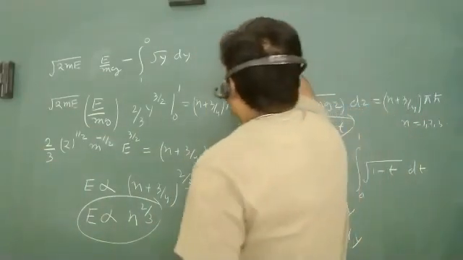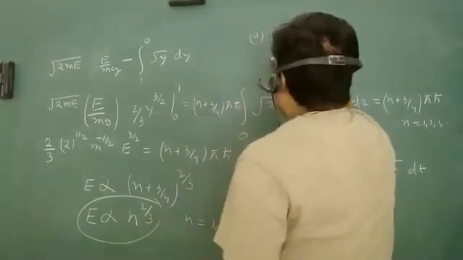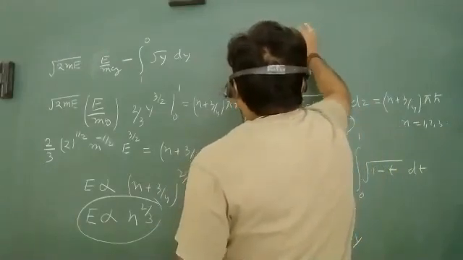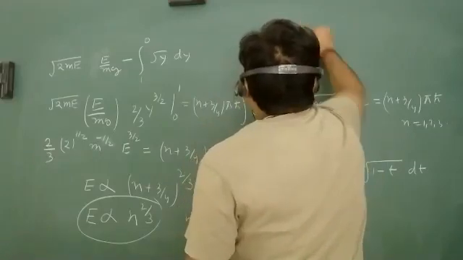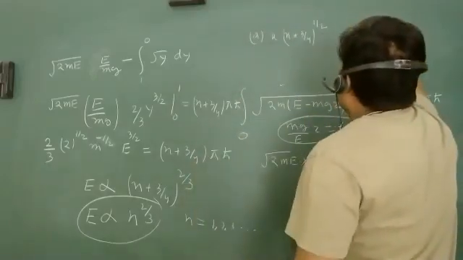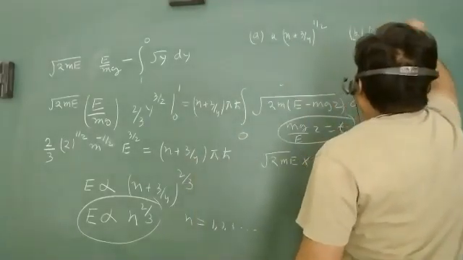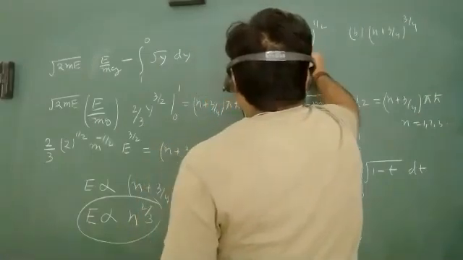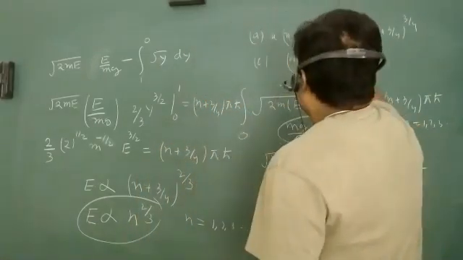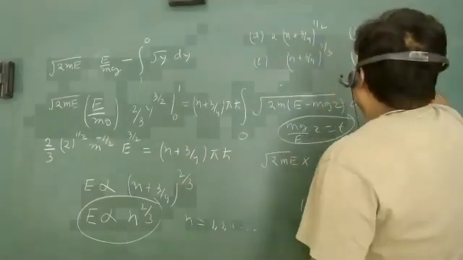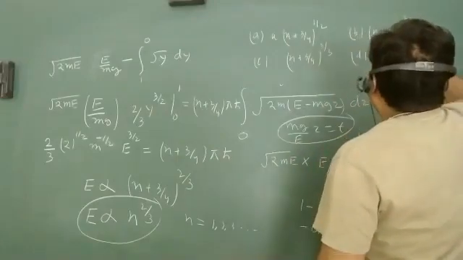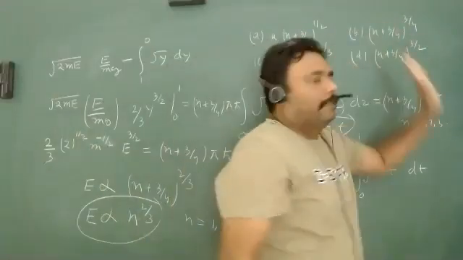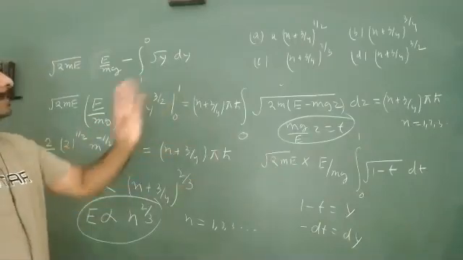Let me explain first, then you will ask. Suppose you have 4 options with some constant times n plus 3 by 4. A is n plus 3 by 4 to the power 1 by 2, B is n plus 3 by 4 to the power 3 by 2, C is n plus 3 by 4 to the power 2 by 3, and D is n plus 3 by 4 to the power 3 upon 2. Suppose this type of question comes in your exam, meaning the power of n is different. Then it is the simplest question you can ever ask.